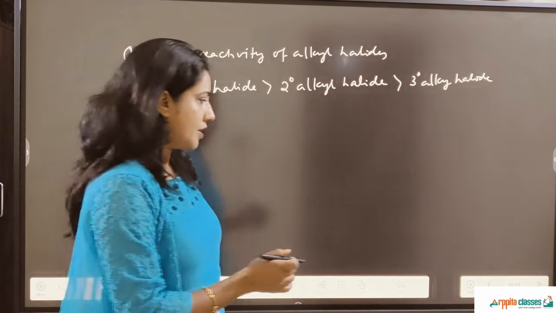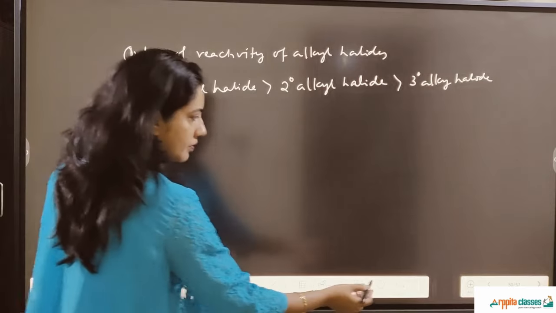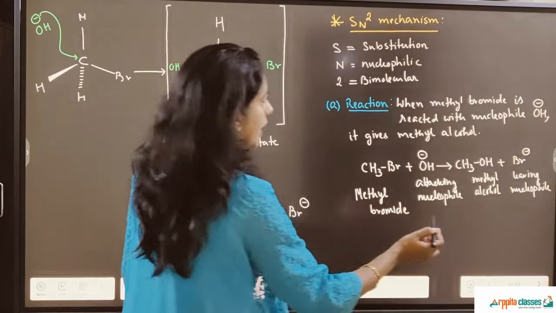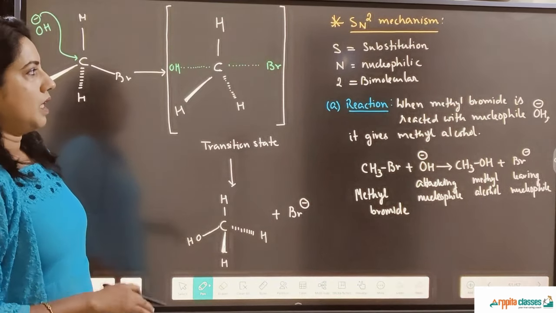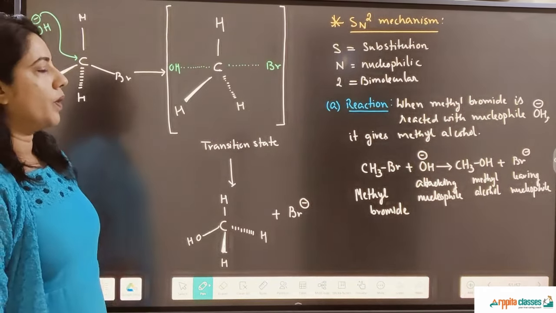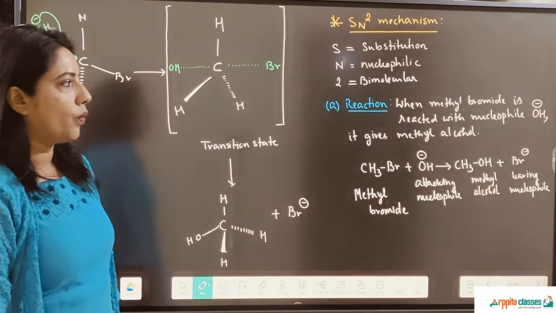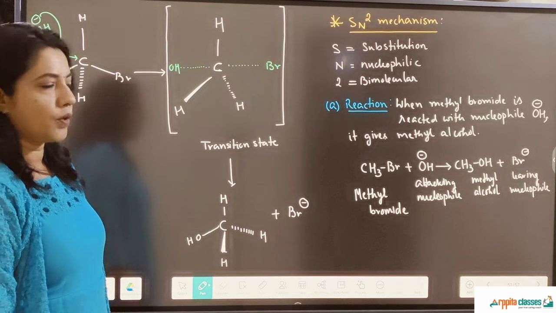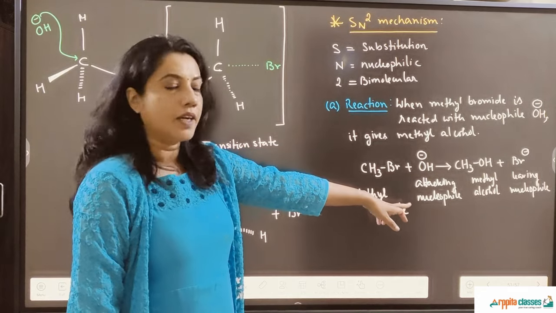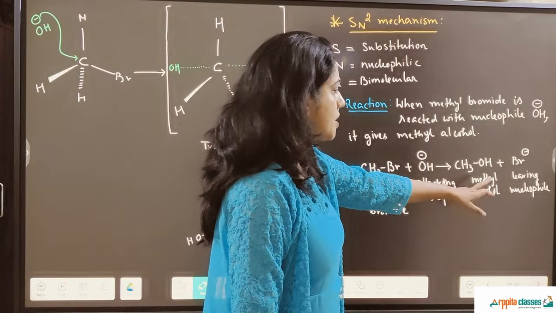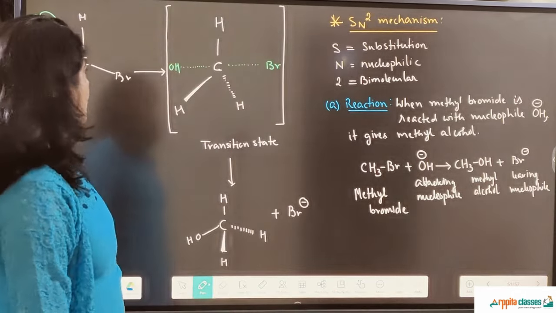I hope everybody understood. Now I can just show you the notes. You can take down the notes. This is our SN2 mechanism, substitution nucleophilic bimolecular reaction. When methyl bromide is reacted with nucleophile OH minus, it gives methyl alcohol. Methyl bromide, with OH minus as the attacking nucleophile, gives CH3OH, which is methyl alcohol, and Br minus, which is your leaving nucleophile.